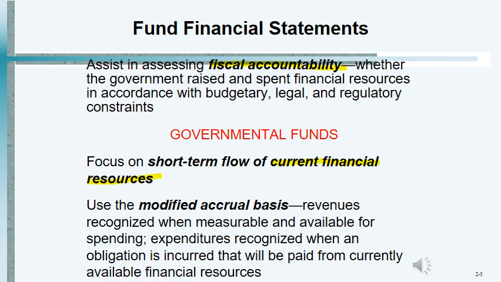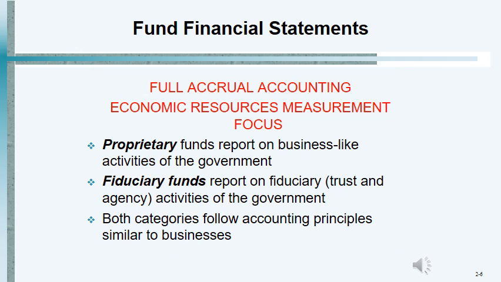When we get into the governmental funds, we're going to use the modified accrual basis of accounting. So fiscal accountability for all of our funds. When we get to the governmental funds, we use our current financial resources measurement focus, and we're going to use modified accrual accounting. Of course, we will also have our proprietary funds and our fiduciary funds.